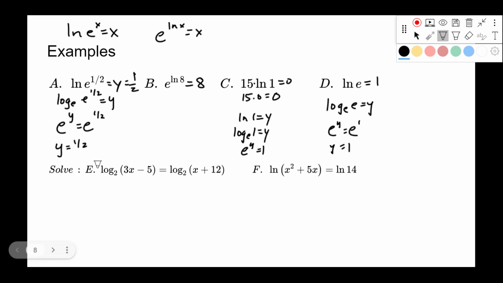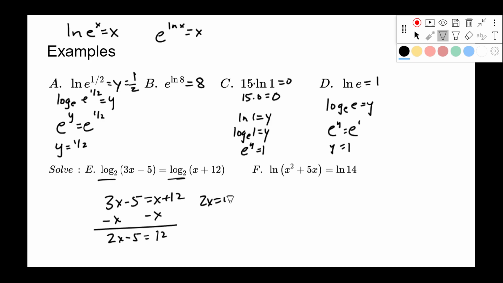All right, let's try letter E. Log of 3x minus 5 base 2 equals log of x plus 12 base 2. So these logs, I have equal logs on both sides with the same base. So their arguments must be equal to each other to make this true. So I'm just going to set the two arguments equal. 3x minus 5 equals x plus 12. So 2x minus 5 equals 12. Add 5. 2x equals 17. x equals 17 over 2. And there's my answer. That's done.